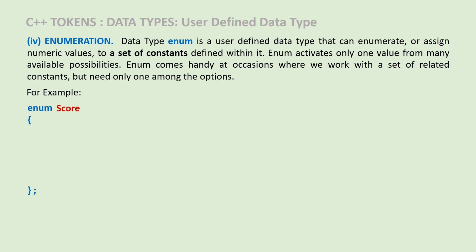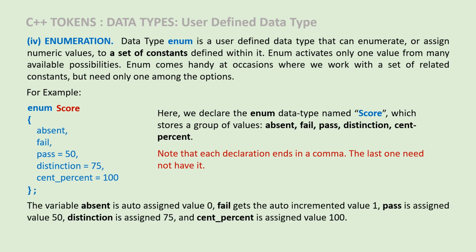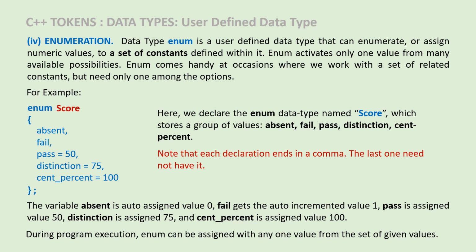Let's name it score, which stores a group of values: absent, fail, pass, distinction, and percent. Note that each declaration ends in a comma. The last one need not have it. The variable absent is auto-assigned the value 0. Fail gets the auto-increment value 1. Pass is assigned a value 50, distinction is assigned 75, and percent is assigned the value 100. During program execution, enum can be assigned any one value from the set of given values. We will learn more about enumerators in later sections.